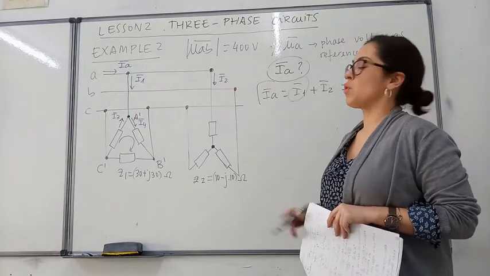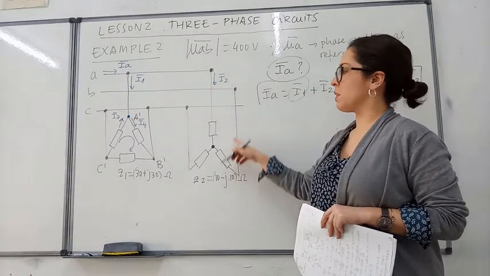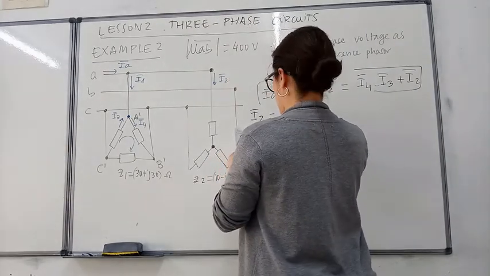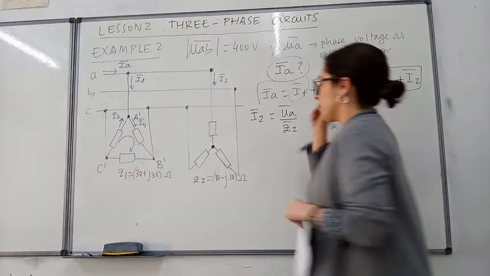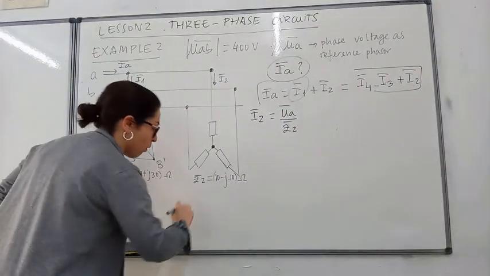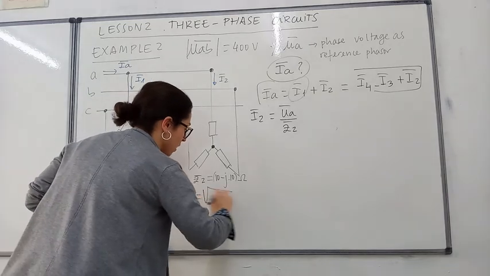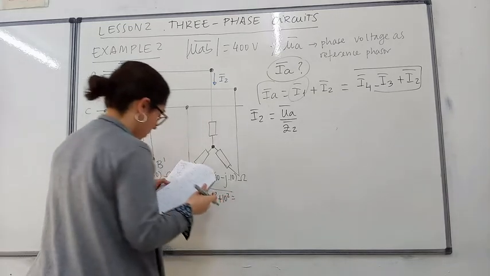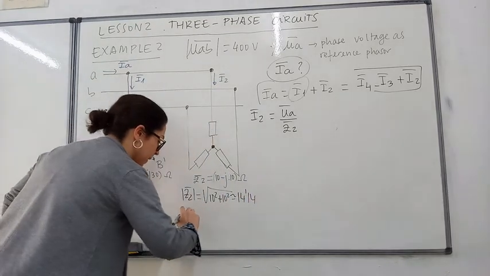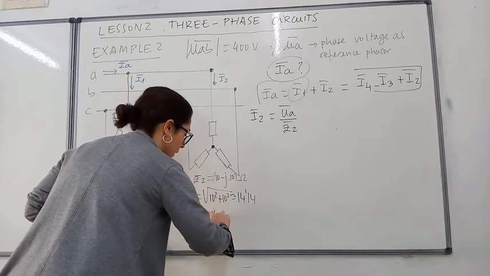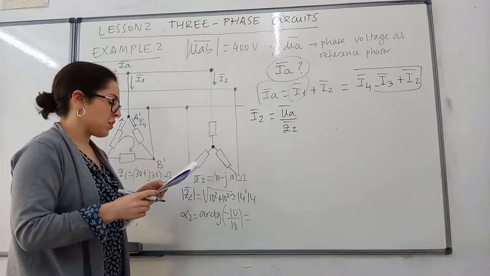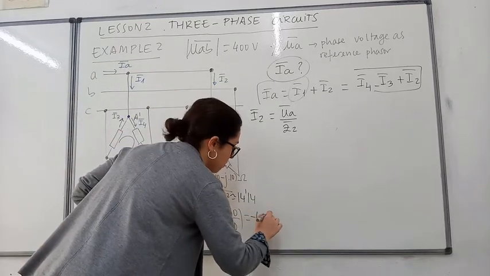How do we obtain I2? By applying Ohm's law to this impedance connected in a star. So I2 would be the voltage divided by the impedance. First of all, we need to express this impedance in polar form. Its absolute value will be this, which is approximately 14.14, and its angle would be arctangent of minus 10 divided by 10, which is minus 45 degrees, okay?